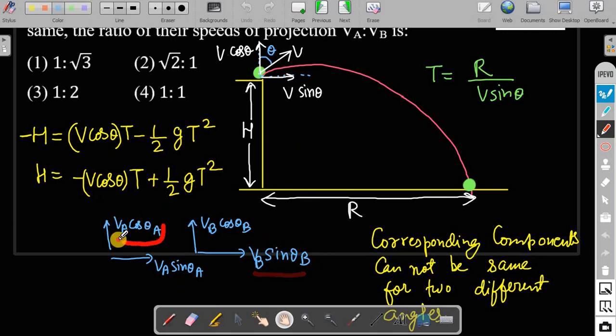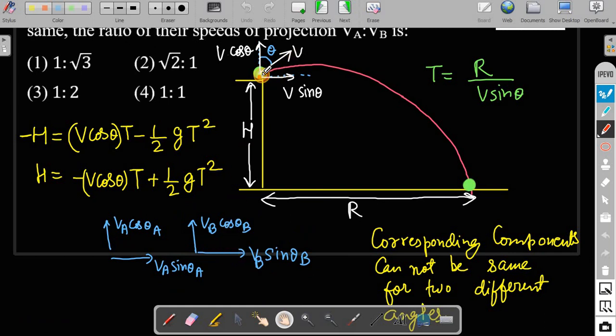Now if you see this side, let's say this side vertical component, so here V cos theta, V_A cos theta_A, V_B cos theta_B, right? So this should be same, then only H will be same, because second term is constant, and here this V cos theta should be same. That means both their y components and both their x components should be same. This is not going to happen, right? Why? Because if you try to equate it, it will not satisfy that.